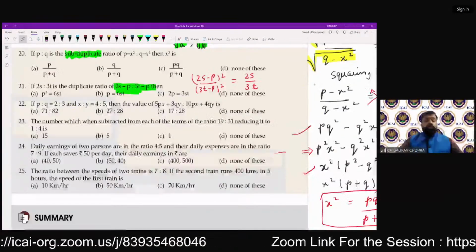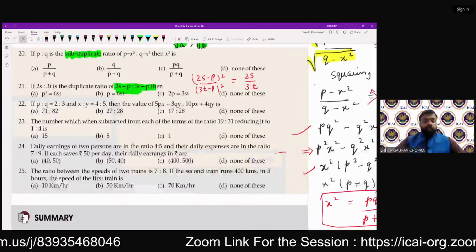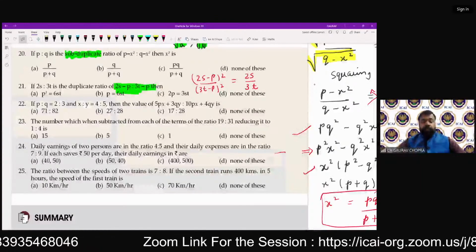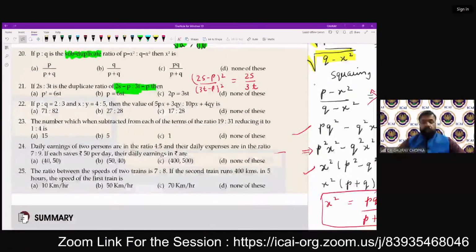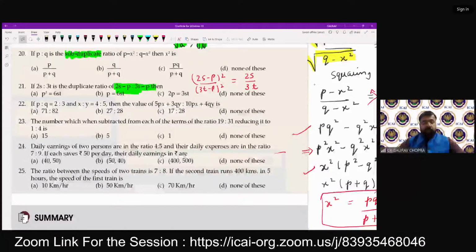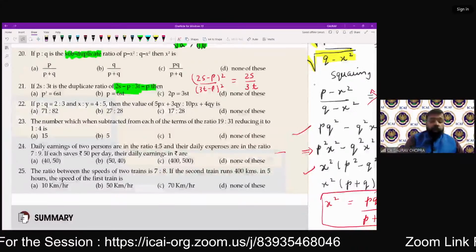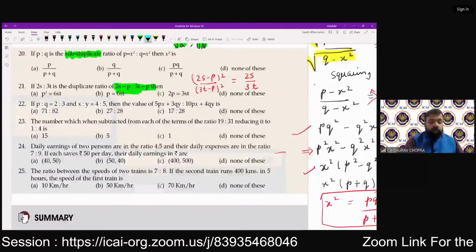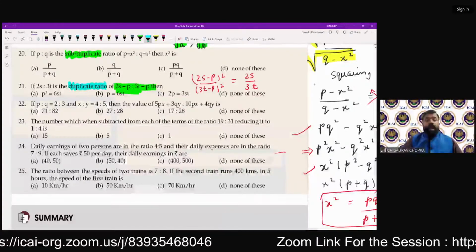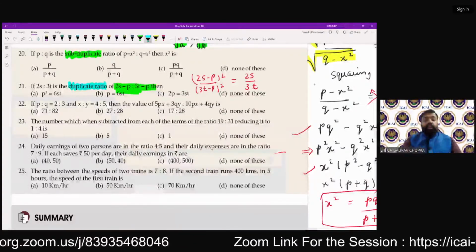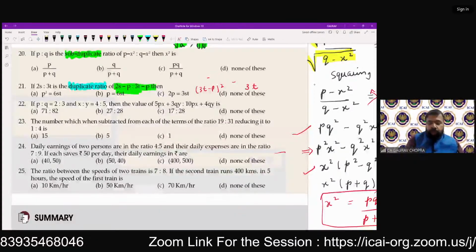Okay. So question number 21. If 2s ratio 3t is the duplicate ratio of 3t minus p, 2s minus p ratio 3t minus p, then which of the following is correct? Now, as per the question, what do we have to do this time? We have to find the duplicate ratio. Duplicate means square. So what do you have to do first? Write the given ratio in the fraction form.